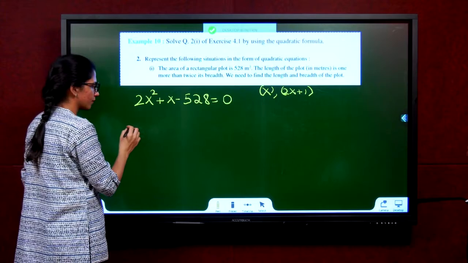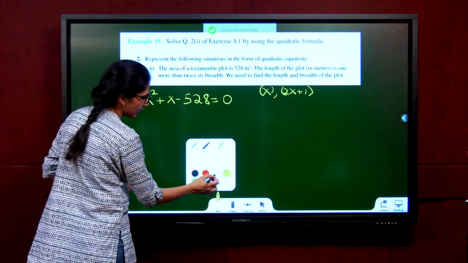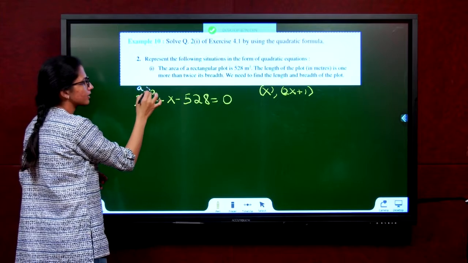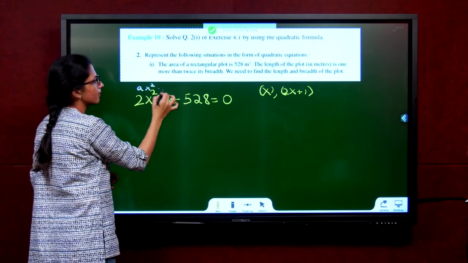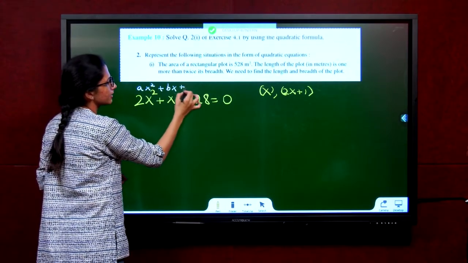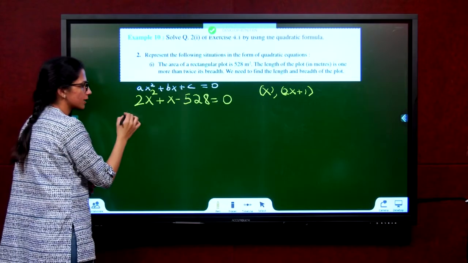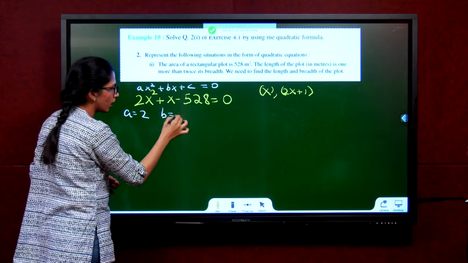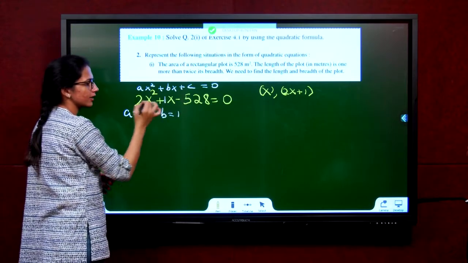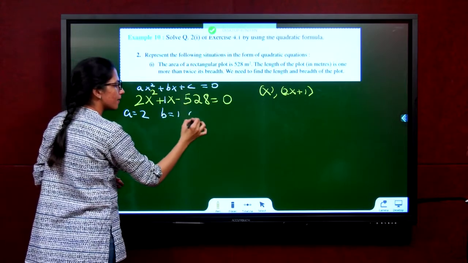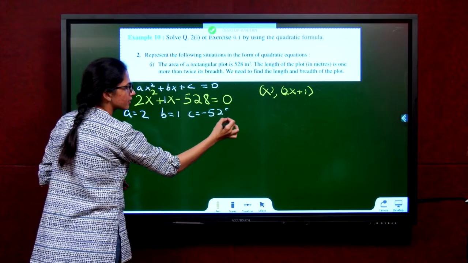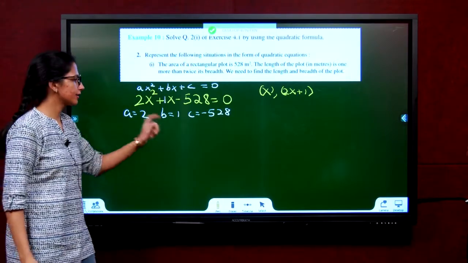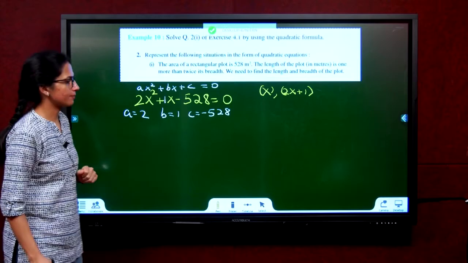So how do we apply the formula? Please understand, what is a? This is of the form ax square plus bx plus c equals 0. What is a? 2. What is b? 1. Because there is nothing here, so I can write it as 1. c is minus 528. It is not necessary to write a, b, c. You can directly apply the formula. Since this is the first sum, we will write it step by step.